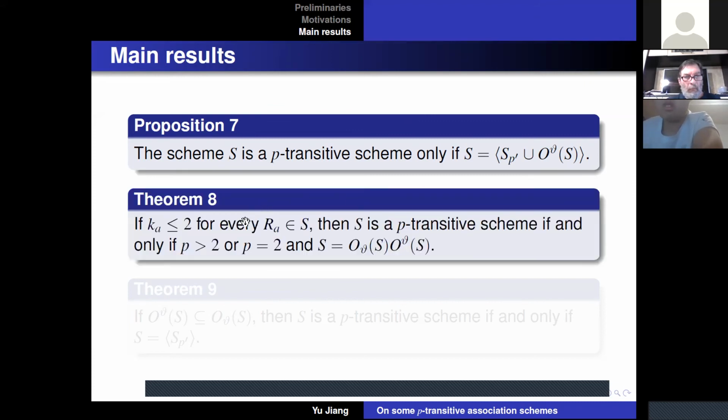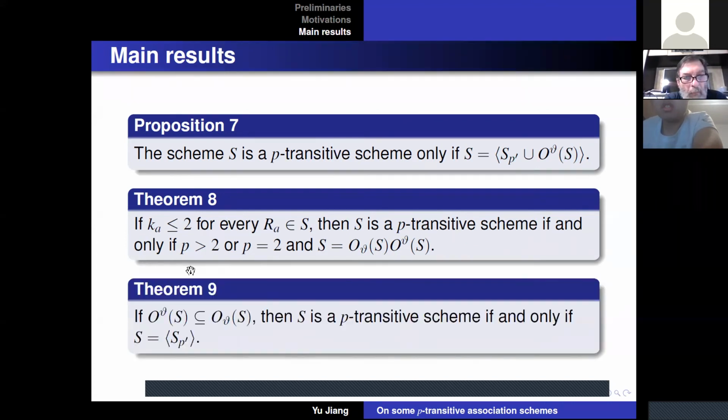For example, in this theorem, if the valency k_a is less than or equal to 2 for every r in S, in this case, the so-called coordinate scheme, then S is a p-transitive scheme if and only if P is larger than 2, or P equals 2 and S equals the complex product of thin radical and thin residual. This is, if you consider a coordinate scheme, an if and only if.